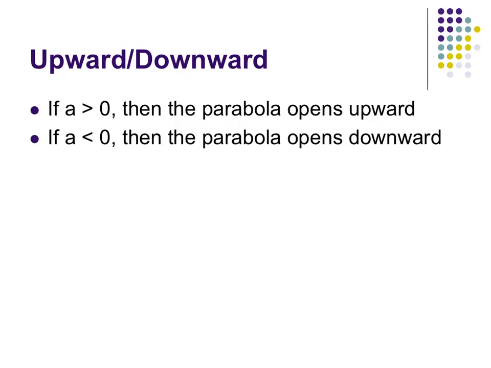If a is greater than 0, if my x squared is positive, then my parabola opens upward. If a is less than 0, then the parabola opens downward. So remember, a is whatever's in front of the x squared. Positive, it opens upward. Negative, it opens downward.